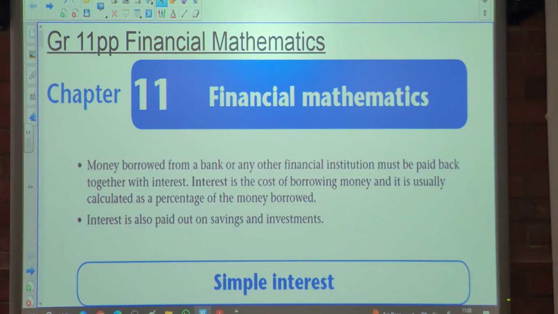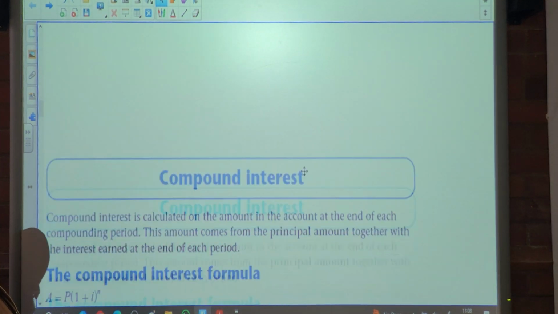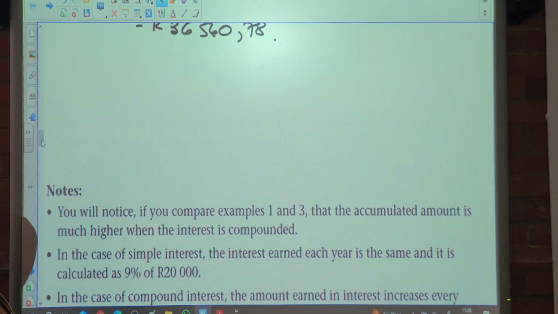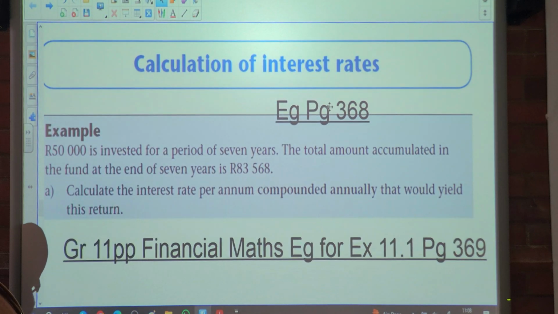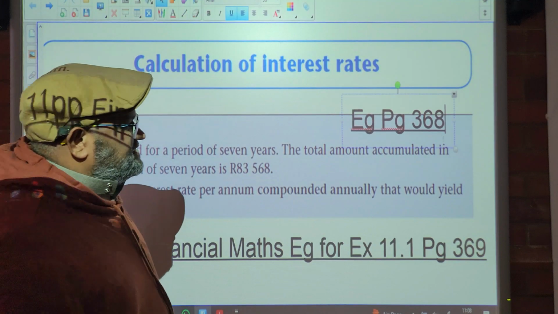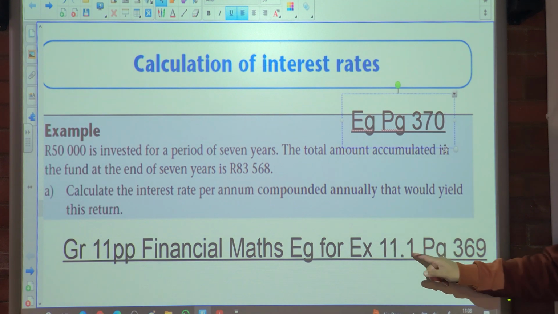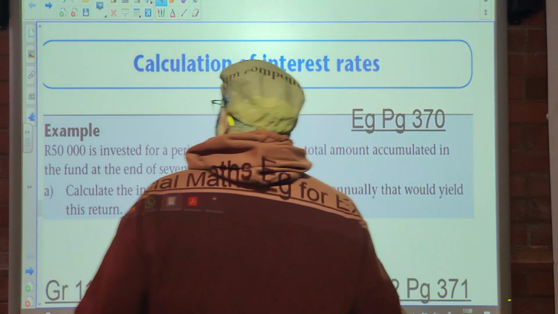Okay, good morning class. So at this point we're looking at examples for 11.2. Examples 11.2 is on page... compound interest. Hang on. That's it. This example is on page 371. Exercise 11.2 is on page 371. Right, here we go.